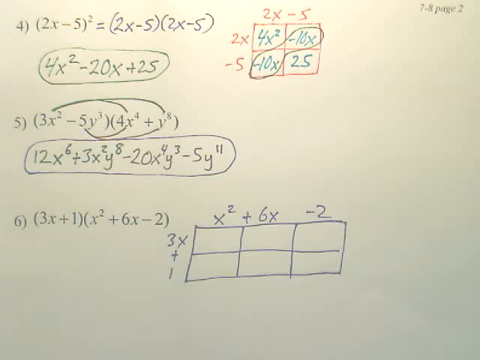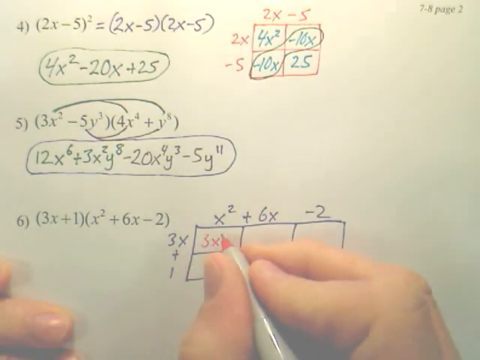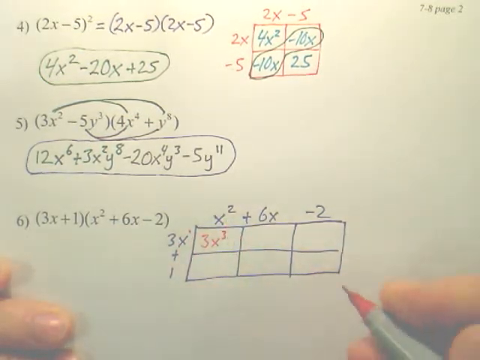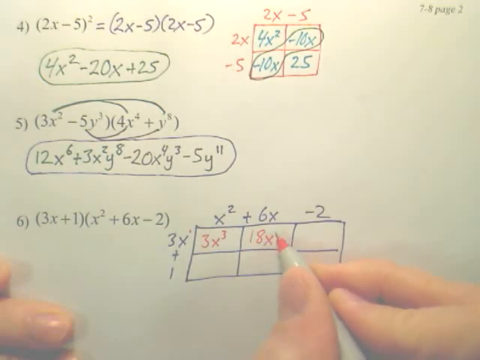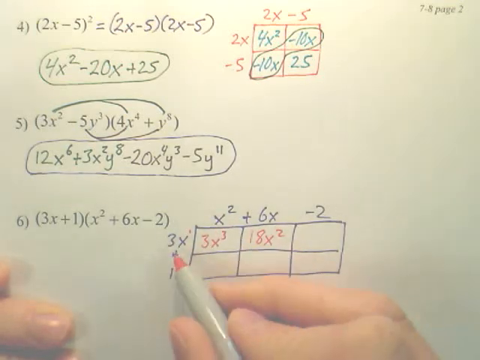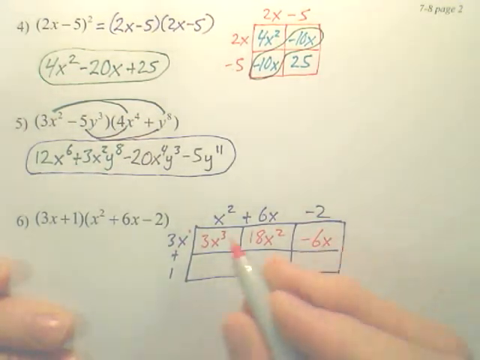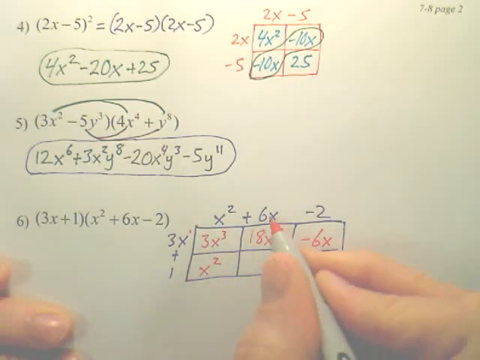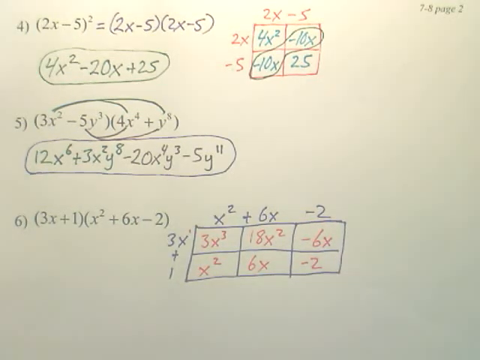So it's kind of cool, because now you have 3x times x squared is 3x cubed. Remember, this is the first power, so you add the powers. 3x times 6x is going to be 18x squared, because 3 times 6 is 18, x times x is x squared. 3x times negative 2 is negative 6x. 1 times x squared is just x squared. This is going to be easy. 1 times 6x is 6x. And 1 times negative 2 is negative 2.